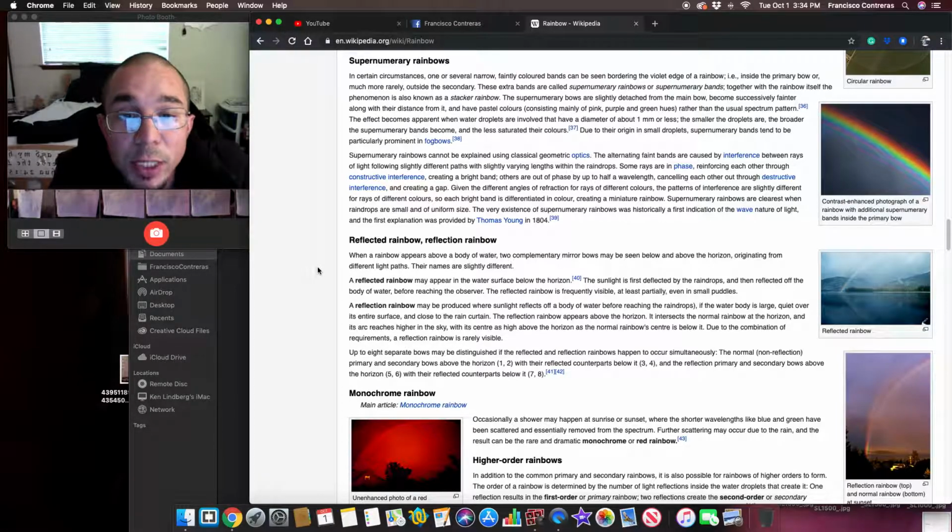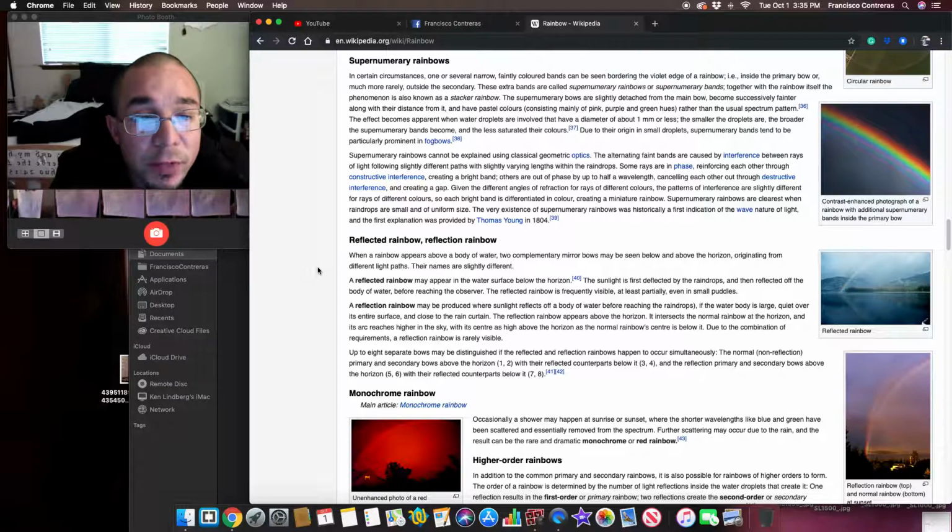Supernumerary bows cannot be explained using classical geometric optics. The alternating faint bands are caused by interference between rays of light following slightly different paths with slightly varying lengths within the raindrops. Some rays are in phase, reinforcing each other through constructive interference, creating a bright band. Others are out of phase by up to half a wavelength, canceling each other out through destructive interference and creating a gap, given the different angles of refraction for rays of different colors.